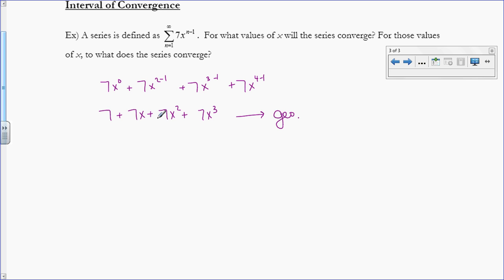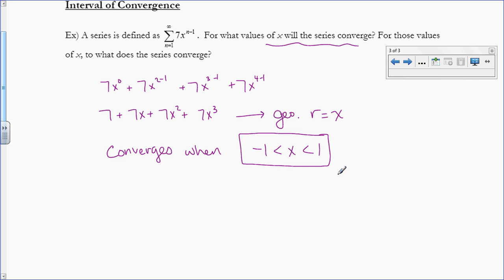Something is geometric if you multiply by something each time. What are we multiplying by each time? We're multiplying by x, right? So this is geometric, and our constant ratio is x. And for what values of x will it converge? Well, it will converge whenever r is between 1 and negative 1, so this converges when x is between 1 and negative 1.